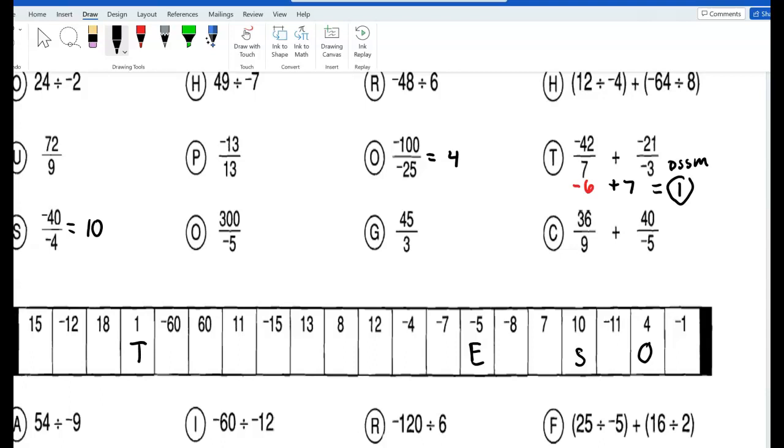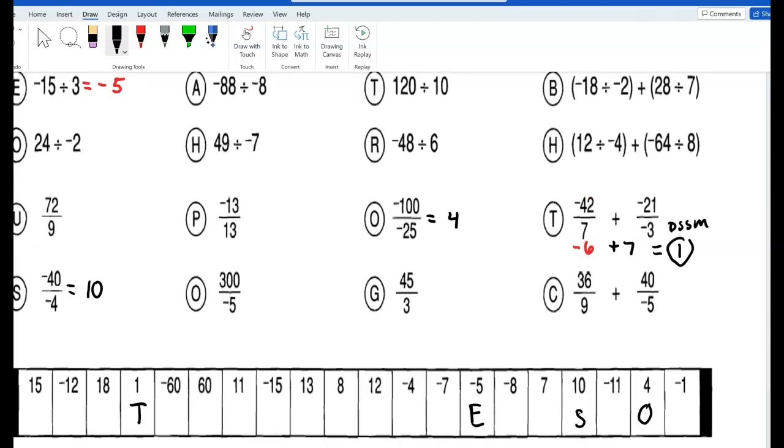Let's try another one of those. Let's do 36 divided by 9. That's a positive 4 plus 40 divided by negative 5. That is a negative 8. Again, DSSM. Now you got to switch your brain again. You're not saying, oh, I only have 1 negative, so my answer is negative. You're actually subtracting 8 minus 4, and I had more negatives, so it's negative 4. So that should be C.